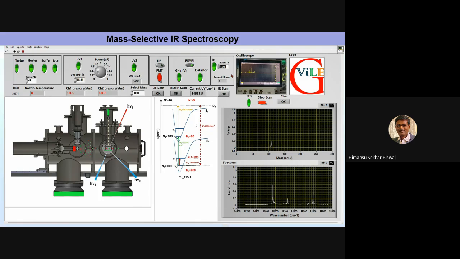Now we'll scan the IR laser. Wherever there is a vibrational transition, there will be depletion of the mass signal, and you can have an inverted peak. We're changing the IR laser. Since there is no transition here, we have a transition that corresponds to the OH stretching transition. When there is a vibrational transition, there is a depletion of the population in the vibrational ground state. That leads to the depletion in the population of the ion signal. So that's what we were observing.